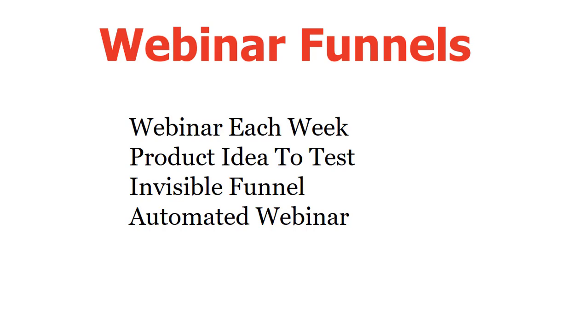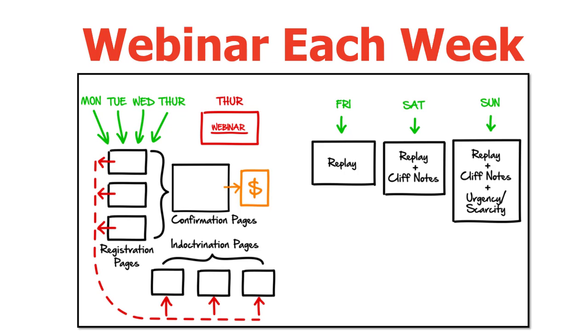Now, the last one is what's called an automated webinar. It's a little bit more advanced, but essentially it's a webinar funnel done in a way where it's set up and repeated. You can have it happen each day, multiple times a day. And again, everything, the follow-up, the email sequence, all that stuff, is automated as well. So let's jump into it and talk about a weekly webinar.